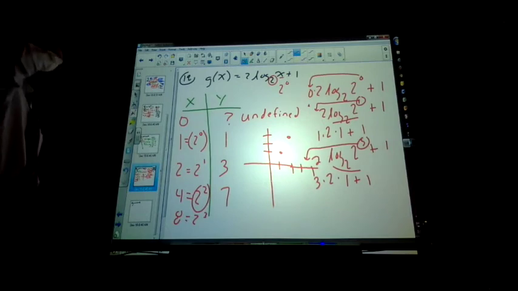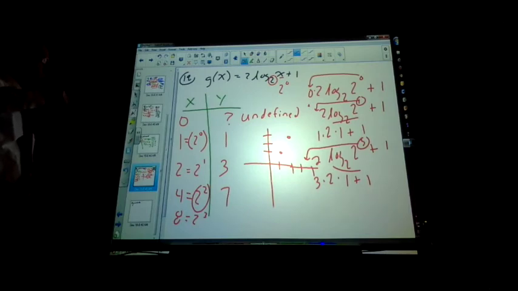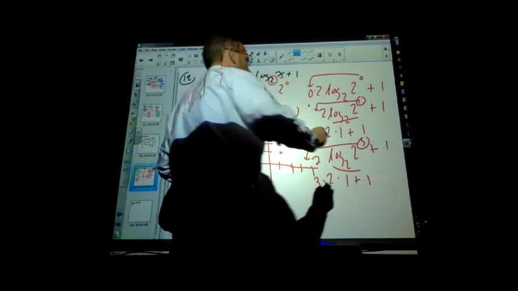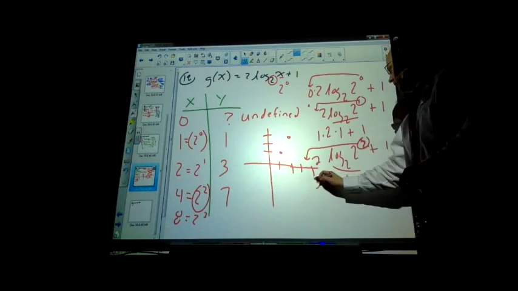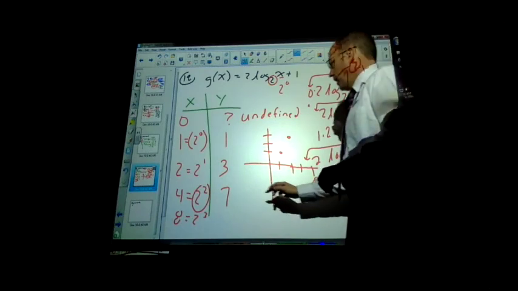Because look, it should be 2 times 2 times 1 plus 1, and you did 3 times 2 because you used a different exponent. So that should have been a 2. Yeah, that should have been 2. That should have been 5.